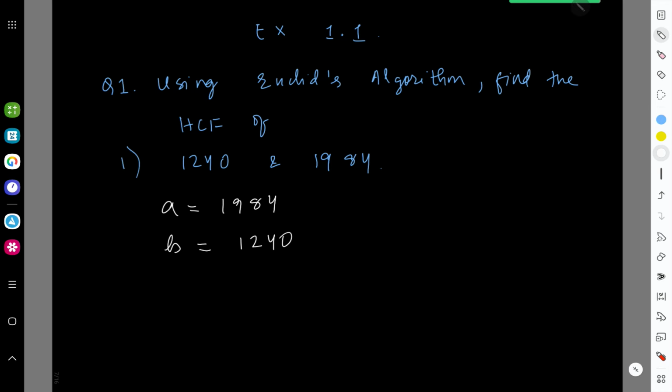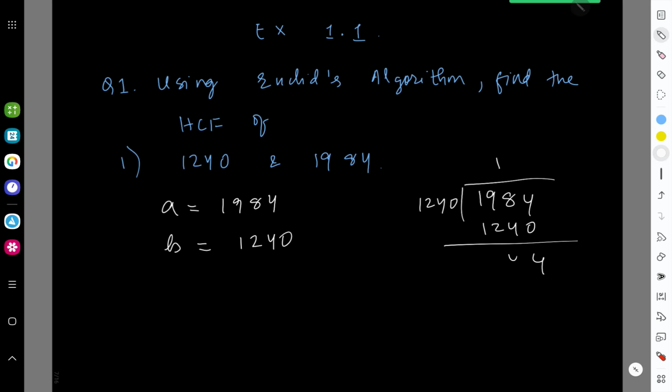Okay, let's start. Let us divide 1984 by 1240. So 1240 times 2 will be bigger than 1984, so we cannot consider that. We will consider times 1, 1240, and the remainder will be 744. This is our remainder. Let me write this smaller.